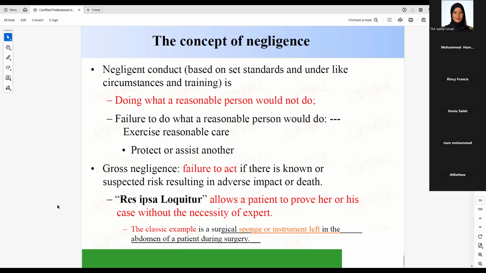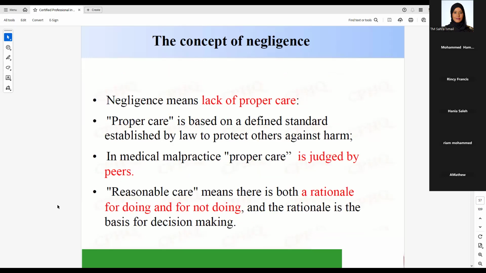Maybe we can replace this with evidence-based medicine or practice, because proper for me is different from others. Exactly, proper care. So yeah, I think the best is even to review this and replace it with evidence-based medicine or evidence-based care.